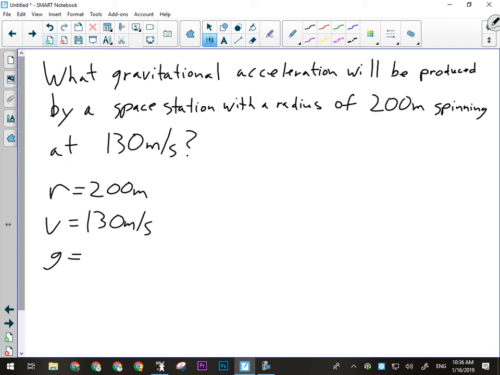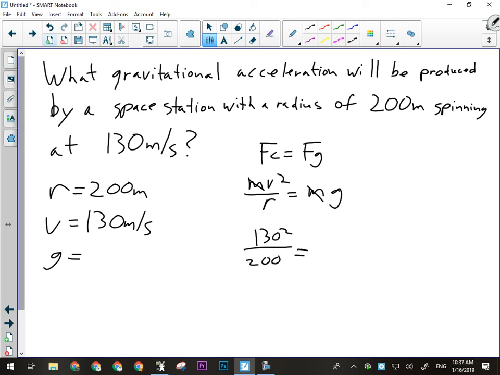For an artificial gravity question, we have Fc equals the force of gravity. That's what we want it to feel like. That means mv squared over r equals m times g. It's just this time g isn't going to be 9.81, or maybe it will be if I miraculously pick the right numbers. Probably not though. So I'm solving for g, the acceleration due to gravity produced by this station. The masses are going to cancel, so that's the extent of my manipulation. All I have to do is go 130 squared divided by 200.